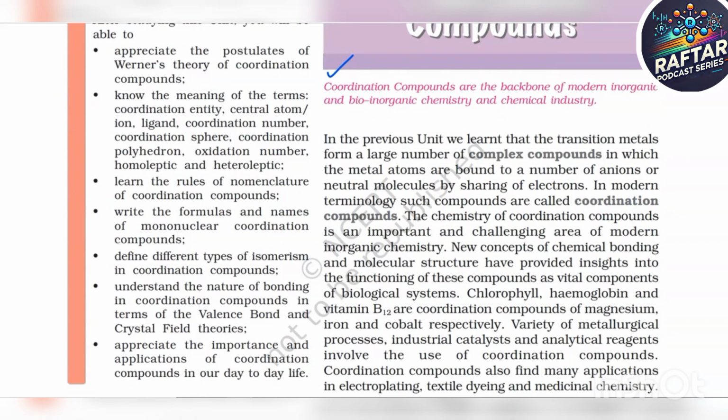In the previous unit, we learned that transition metals form a large number of complex compounds in which the metal atoms are bound to a number of anions or neutral molecules by sharing of electrons. In modern terminology, such compounds are called coordination compounds. The chemistry of coordination compounds is an important and challenging area of modern inorganic chemistry.